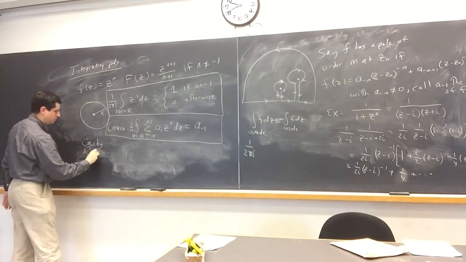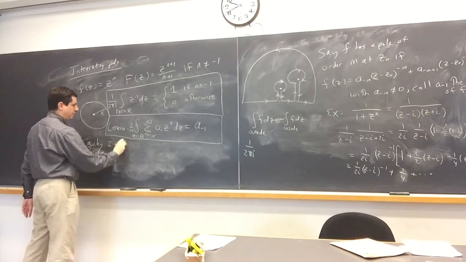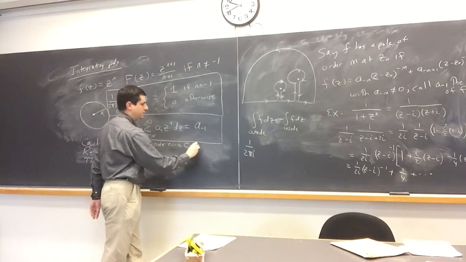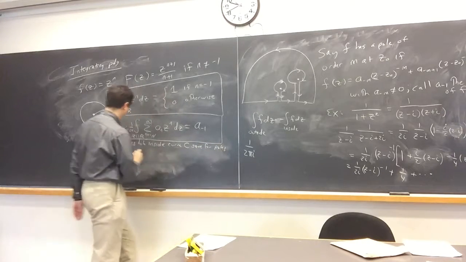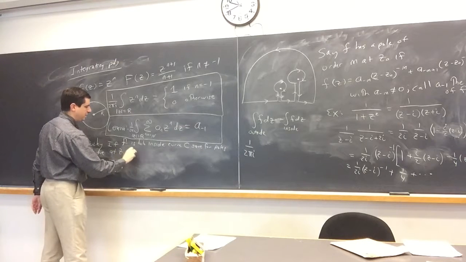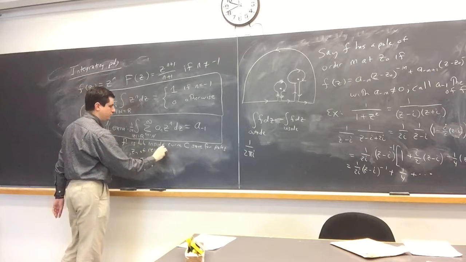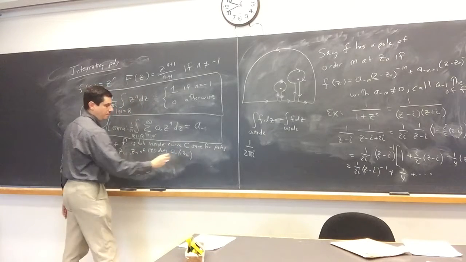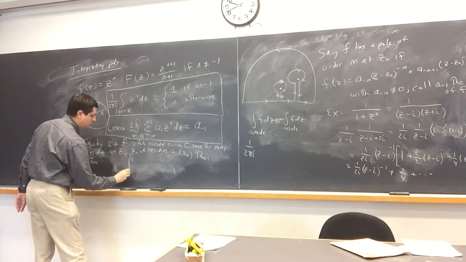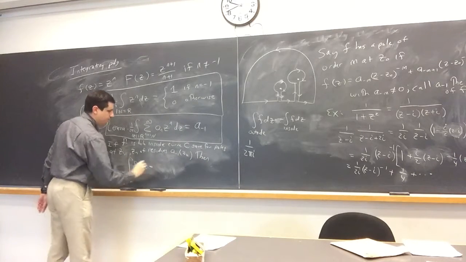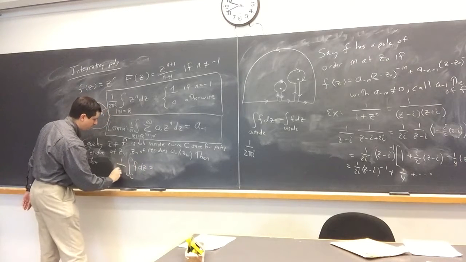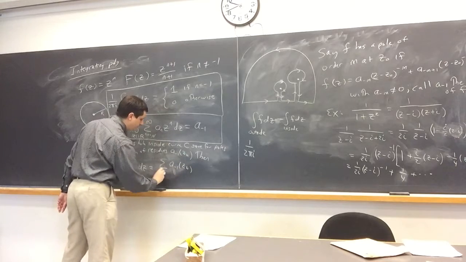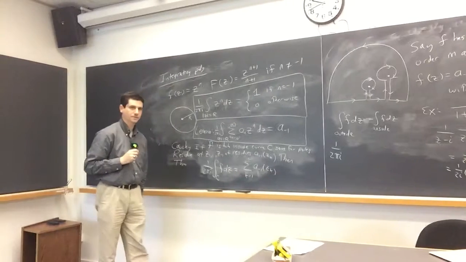The Cauchy residue theorem. If f is holomorphic inside a curve C, except say for poles at z1 to zn, with residues, we'll call it a minus 1 of zk, then the integral over the curve of f dz, with the 1 over 2 pi i, is just going to be the sum of a to the minus 1 of zk, k goes from 1 to n. Okay?